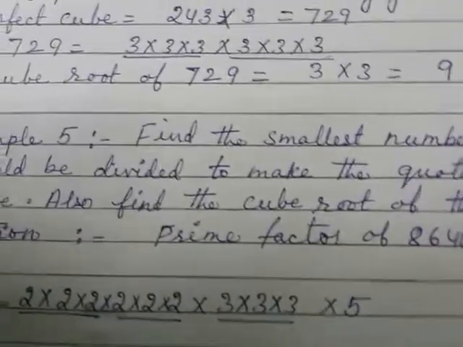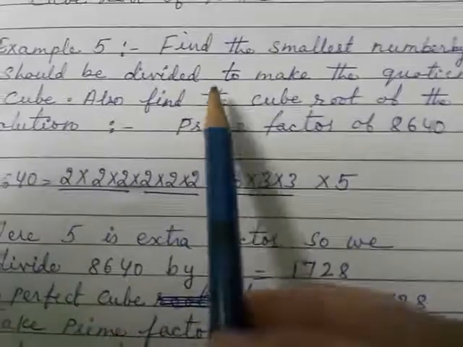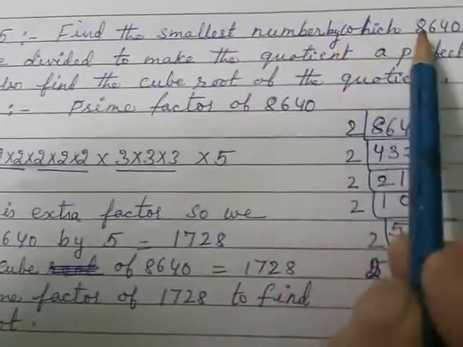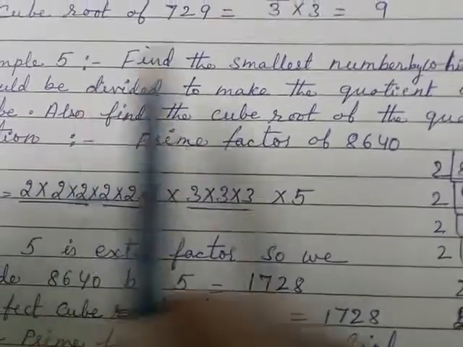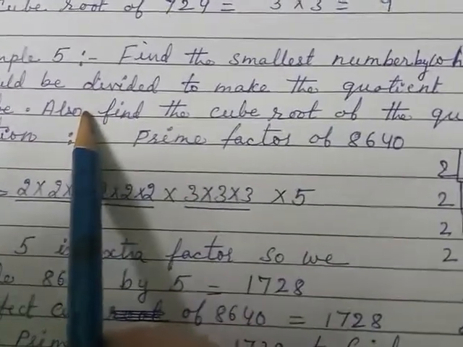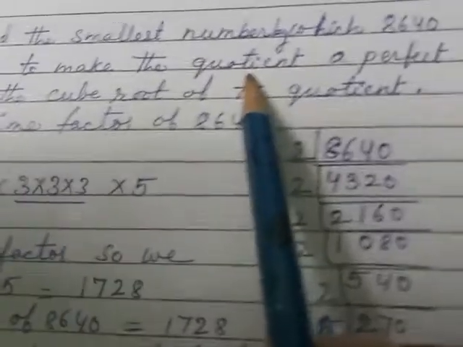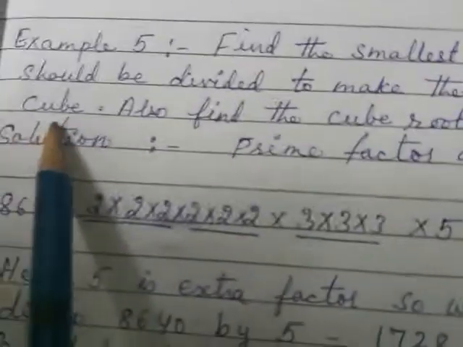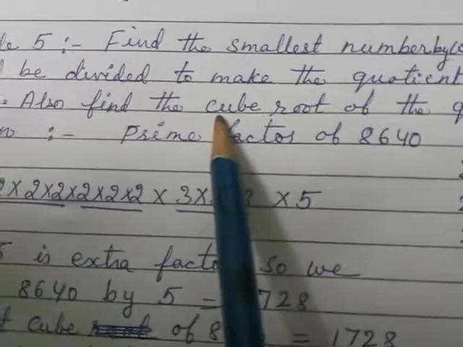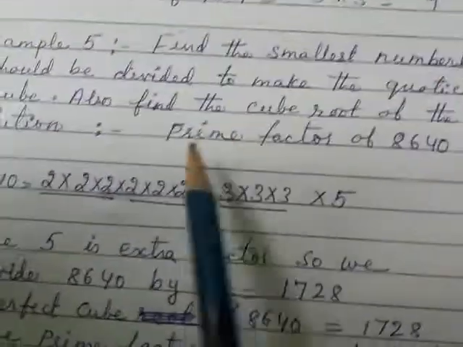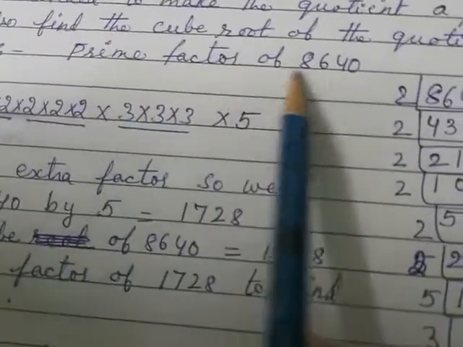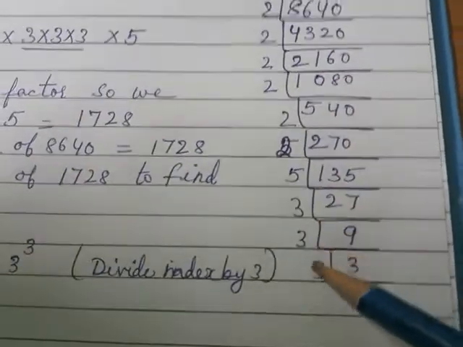One more example is here, children. Find the smallest number by which 8640 should be divided. Here we multiplied; in this question, we have to divide. It should be divided to make the quotient a perfect cube. Also find the cube root of the quotient. Now, the number is 8640. So first we will take the prime factors of 8640, and see here I have taken, children, the prime factors of 8640.